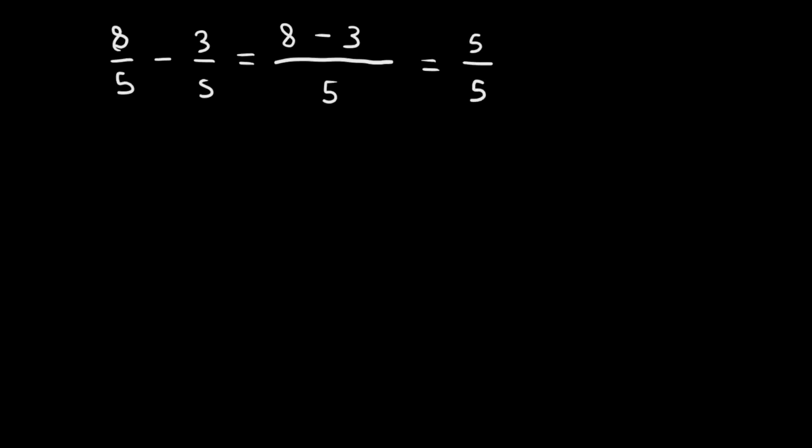Let's try an example with a difference. Let's say we have 8 over 5 minus 3 over 5. Now the principle is the same, so we have the same denominator, and we write this down. And then we have 8 and 3, and we subtract them. So we are left with 8 minus 3, which is 5 over 5. 5 over 5 can be simplified into 1.